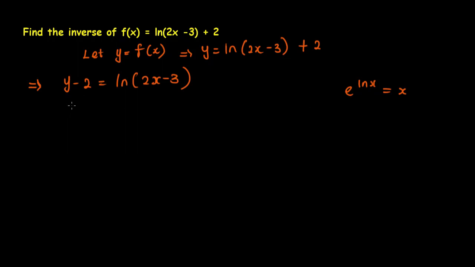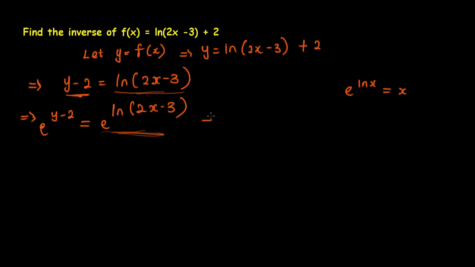Now remember that e raised to power ln x is equal to x from the rules of logarithm. Now we're going to raise e to the power of this guy over here, and then raise e to the power of this guy over here. So this implies that e to the power of y minus 2 is equal to e to the power of ln 2x minus 3. Now this guy over here is going to turn to 2x minus 3. Reason being that e raised to power ln x is equal to x. So e raised to power natural logarithm of 2x minus 3 is going to turn to 2x minus 3. So basically we have that e raised to power y minus 2 is equal to 2x minus 3.